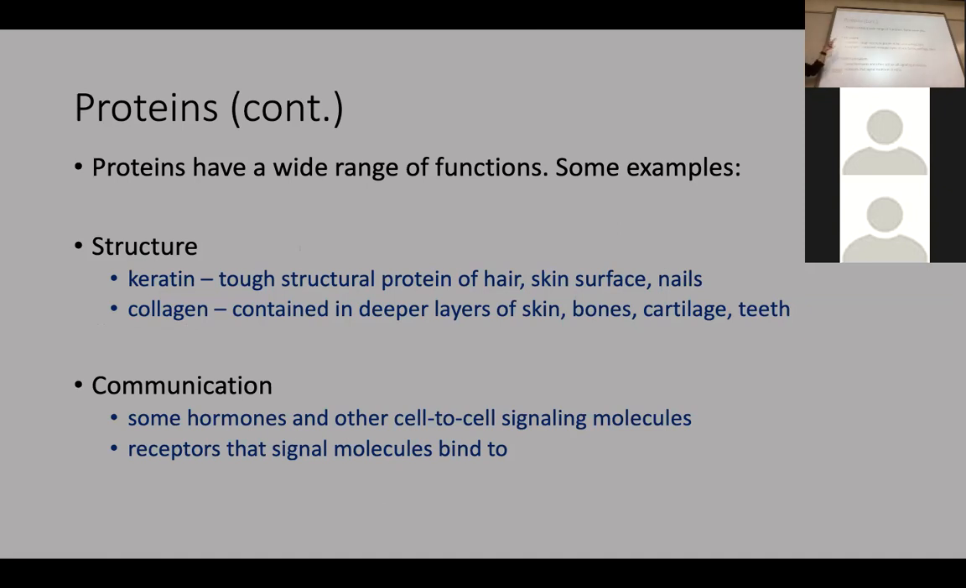So keratin is really important in providing strength for hair and nails and skin surface. So that's really a surface layer protein. A little bit deeper, you have collagen, also a structural protein. It's in skin, bones, cartilage, teeth. So this week in lab, we're going to get into some tissues. You'll see collagen fibers in the cartilage tissues that we look at.